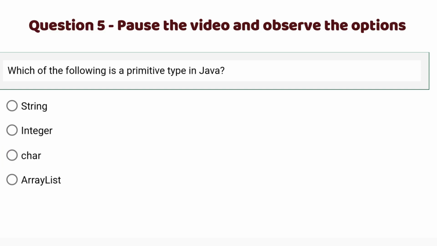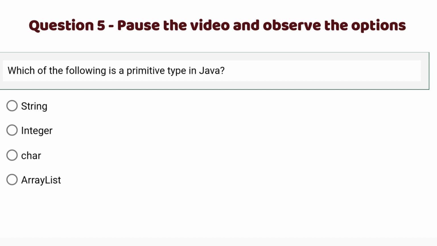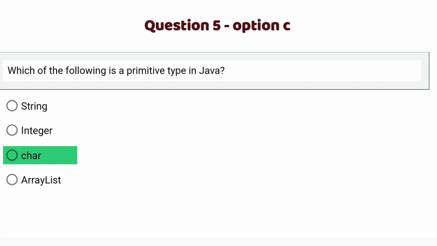Next question. Which of the following is a primitive type in Java? A, string, B, Integer, C, char, D, ArrayList. The correct option is character, option number C, because you might see that integer is a primitive type also, but why is it in capitalized letters? Because this Integer is an integer wrapper class. The int which you see written in lowercase, that one is a primitive data type, but this one in the second option is a wrapper class, about which we are going to study in further tutorials.